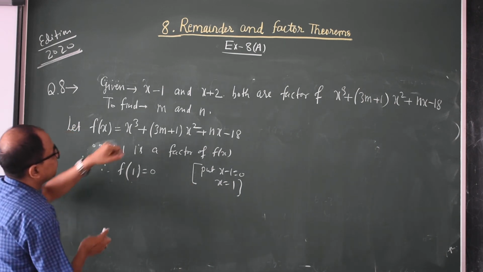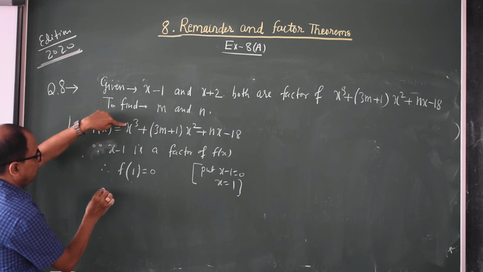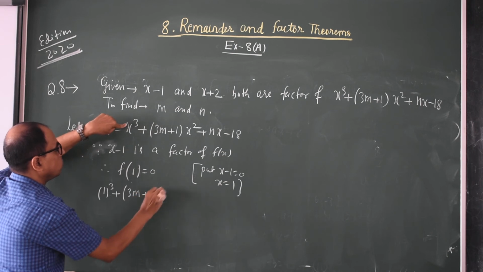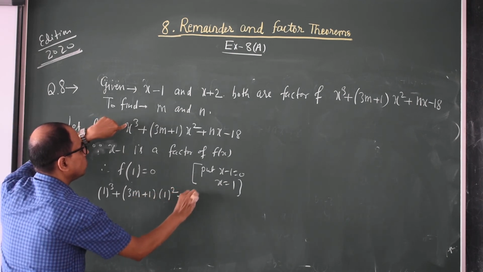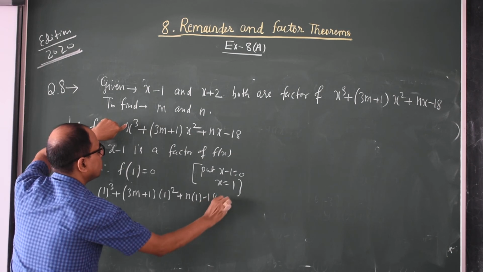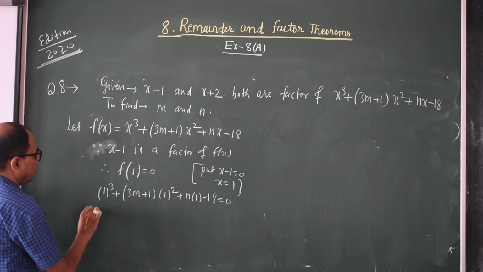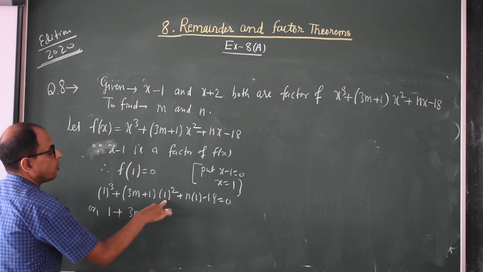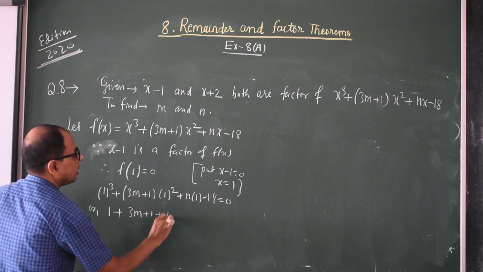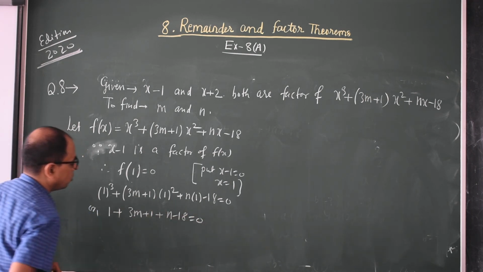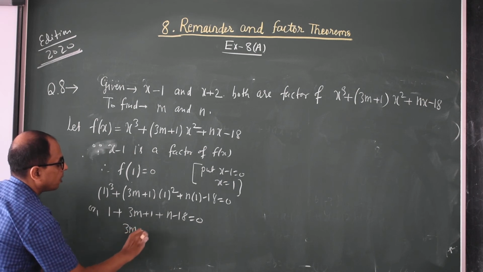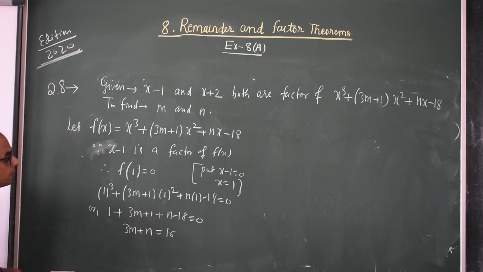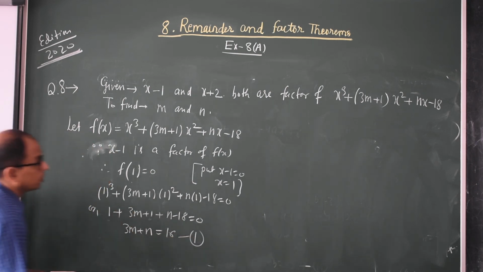Now what is f(1)? From here you can find f(1). 1 whole cube plus (3m plus 1) into 1 square plus n into 1 minus 18 equal to 0. So 1 plus 3m plus 1 plus n minus 18 equal to 0. So 3m plus n, 1 plus 1 is 2, 2 minus 18 is minus 16, so 3m plus n is equal to 16. So this is our first equation.